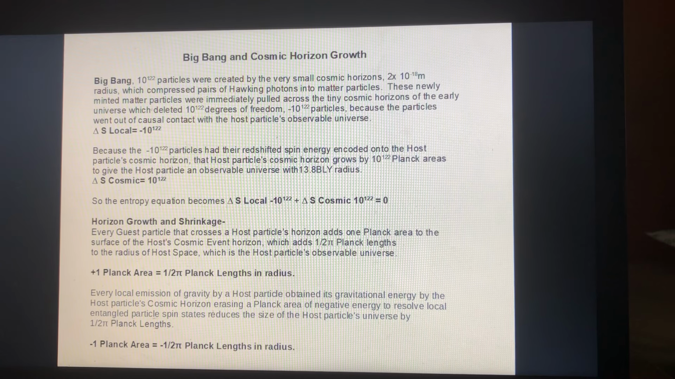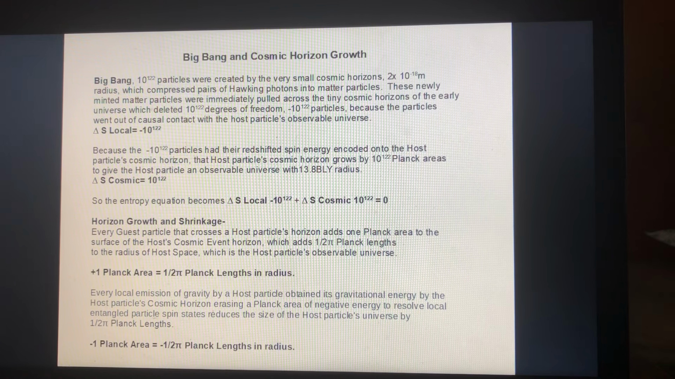So we have the equation there. Change in S local, minus 10 to the 122 particles, increased the cosmic horizon by 10 to the 122 Planck areas, and we see that once again entropy equals 0. Every guest particle that crosses a host particle's horizon adds 1 Planck area to the surface of the host cosmic horizon, and that adds 1 divided by 2 pi Planck lengths to the radius of host space, which is the host particle's observable universe, as we showed before. So those 10 to the 122 particles that crossed, each one of those particles added 1 divided by 2 pi Planck lengths. And that's why we have the universe of 13.8 billion light years today.